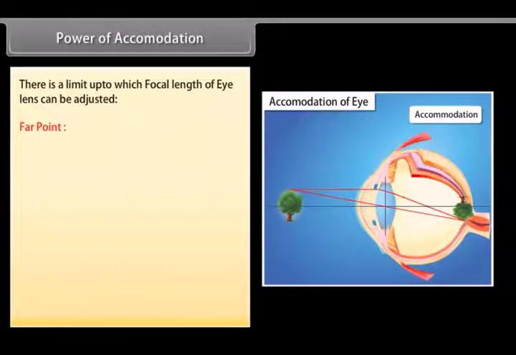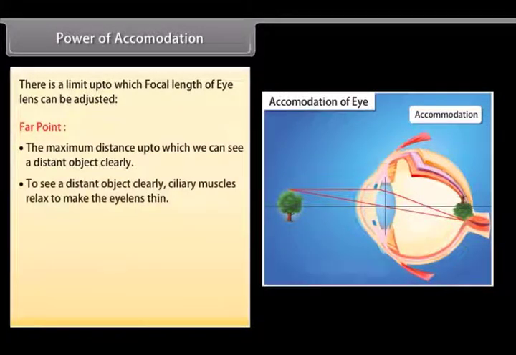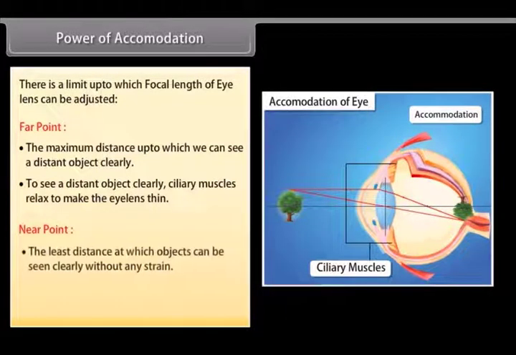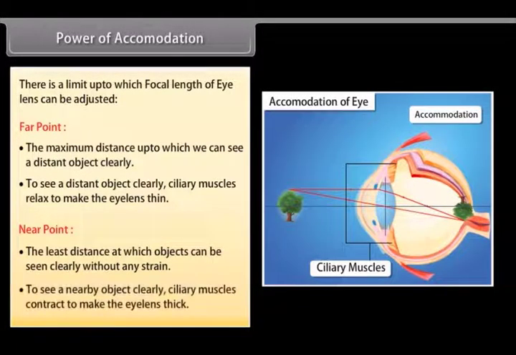Far point. The maximum distance up to which we can see a distant object clearly. To see a distant object clearly, ciliary muscles relax to make the eye lens thin. Near point. The least distance at which objects can be seen clearly without any strain. To see a nearby object clearly, ciliary muscles contract to make the eye lens thick.